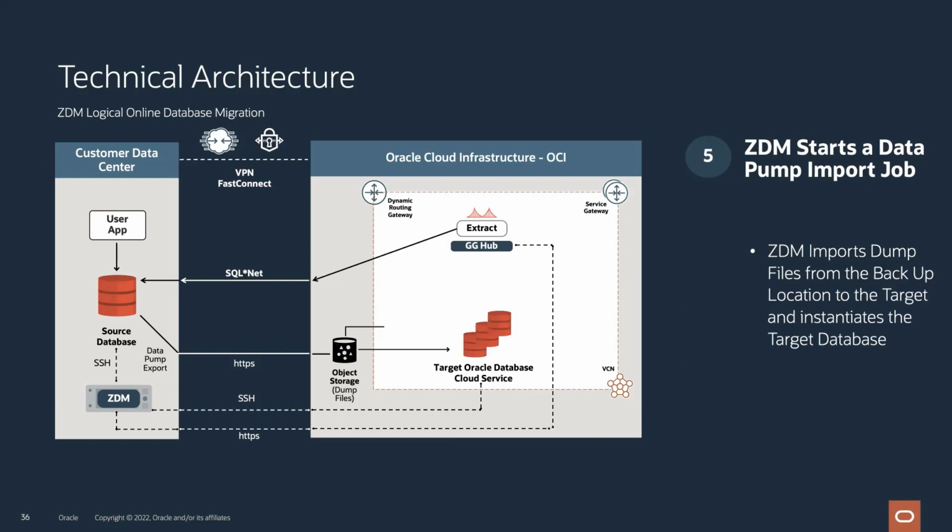Then the dump files are imported from the backup location to the target database and are used for instantiating a target database. So now you have a source database and a target database in the cloud. Now, of course, the database in the cloud is out of sync because it's from an export, and the application kept working. So we need to sync it up.